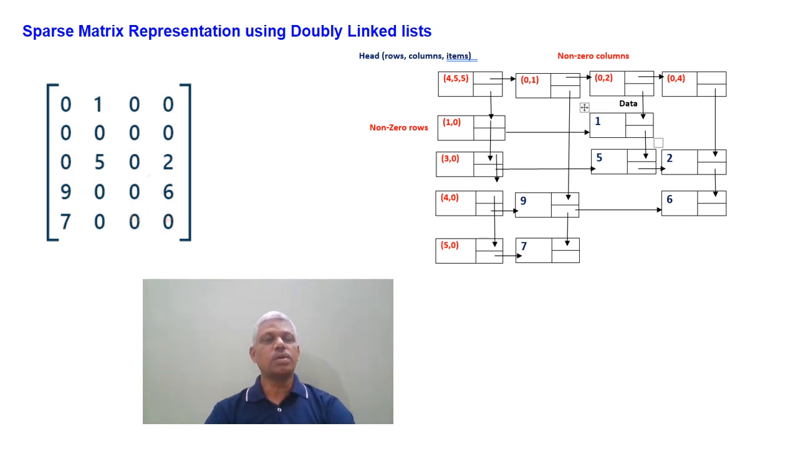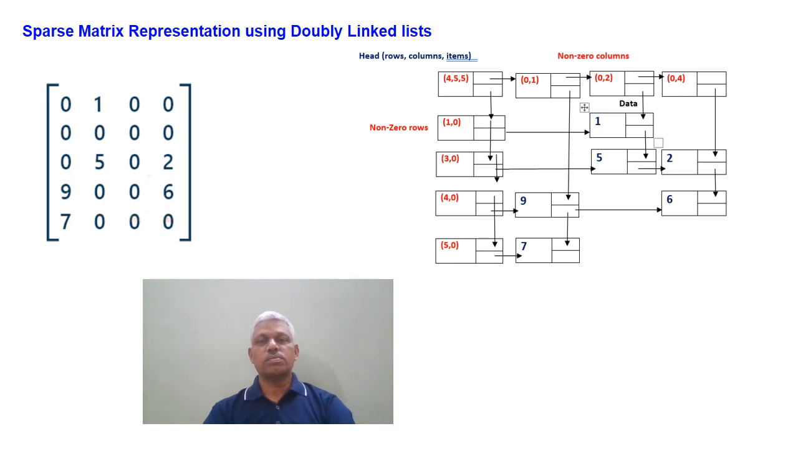From this head node, we can have column links and row links. If you observe the matrix here, the first and second columns have non-zero values, whereas the third column does not have any non-zero value, and the fourth column has one. It is enough if we represent the first, second, and fourth columns. Similarly, for rows, the first row has a non-zero value, the second row is a zero row, and the third, fourth, and fifth are non-zero rows. So we can avoid the second row.